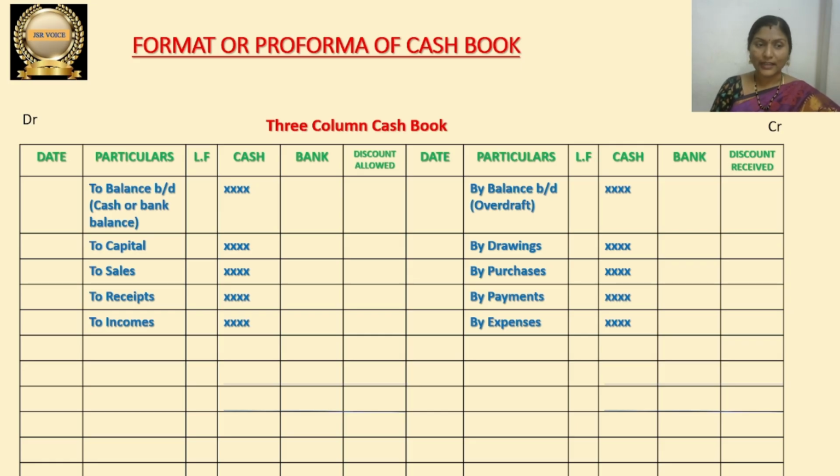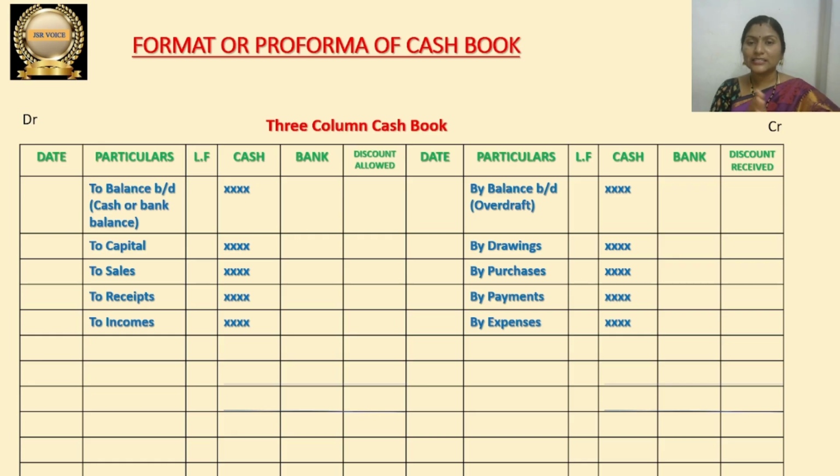If you observe, the first column is date, next is particulars, next is LF. LF means ledger folio. Next, 3 amount columns are there: one is cash, next is bank, and next is discount allowed. 3 amount columns on the debit side. From date till discount allowed, that is known as the debit side.